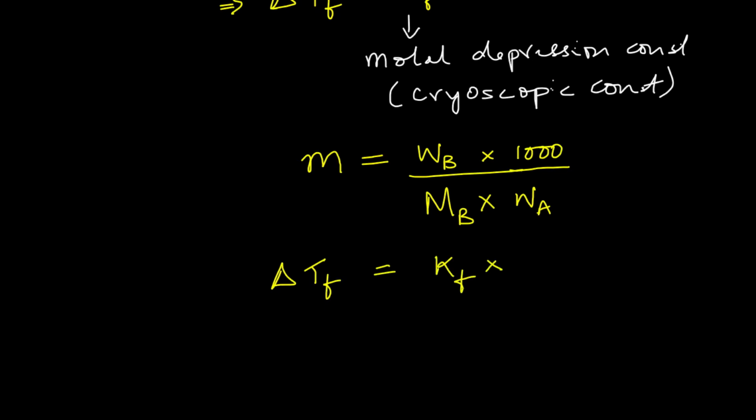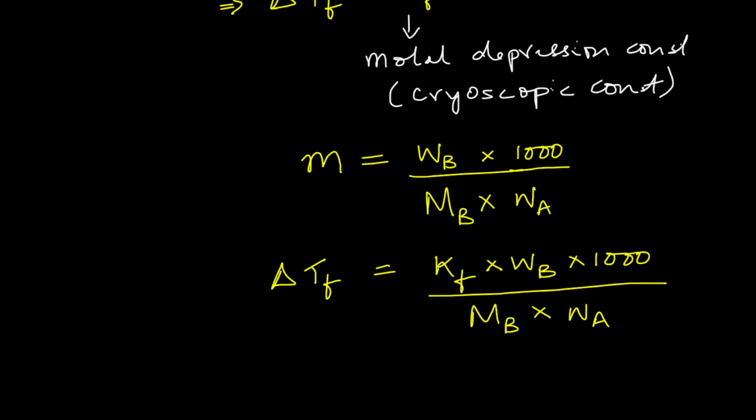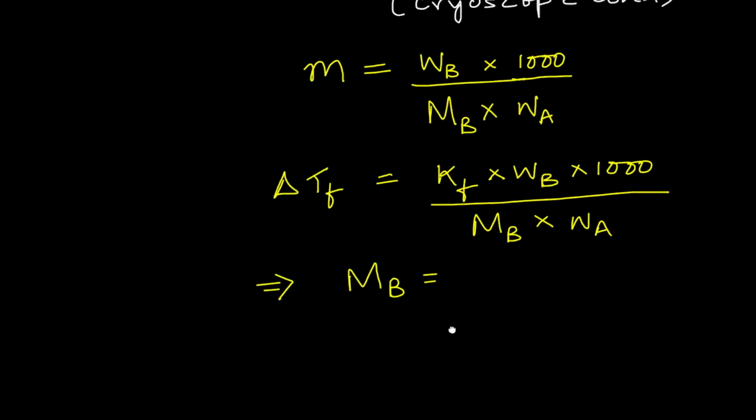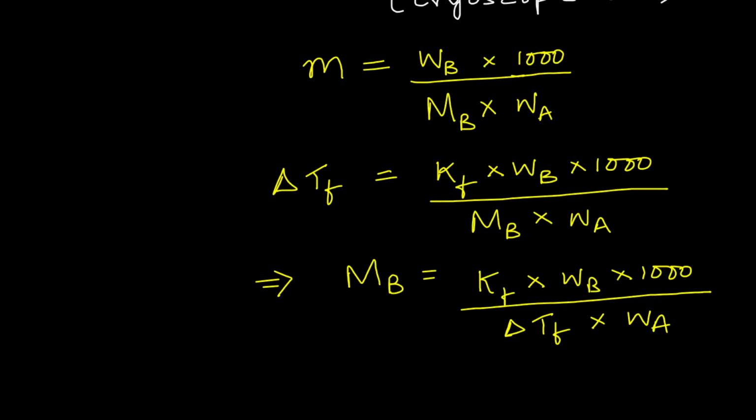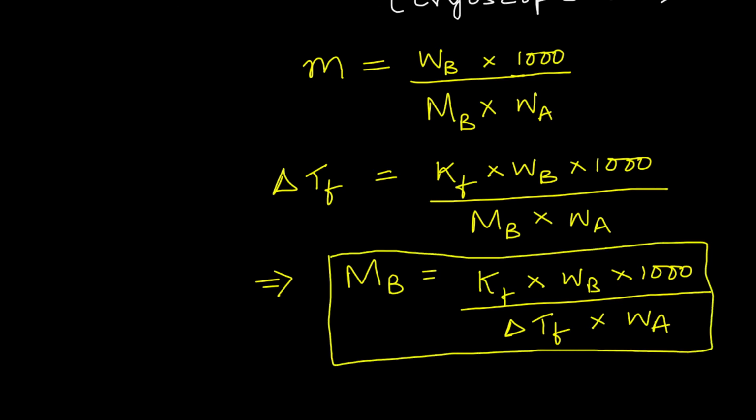Now if we substitute this into the relation for depression of freezing point, we can get this relation. So delta Tf is equal to Kf into the weight or mass of the solute, that is the non-volatile solute, into 1000 divided by the molar mass of the solute into the weight or the mass of the solvent. Now knowing the freezing point of the solvent and the freezing point of the resulting solution, it is possible therefore to calculate the molecular mass or molar mass of the non-volatile solute in the solution.